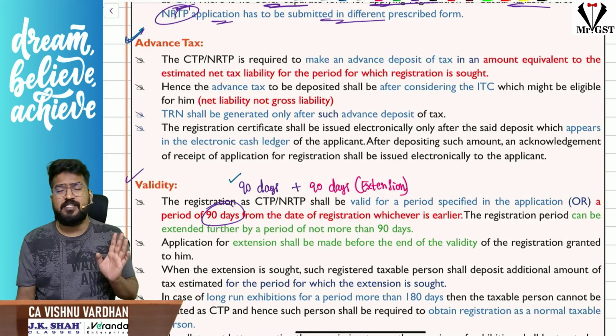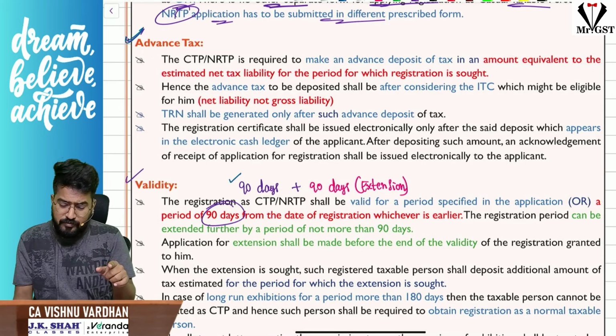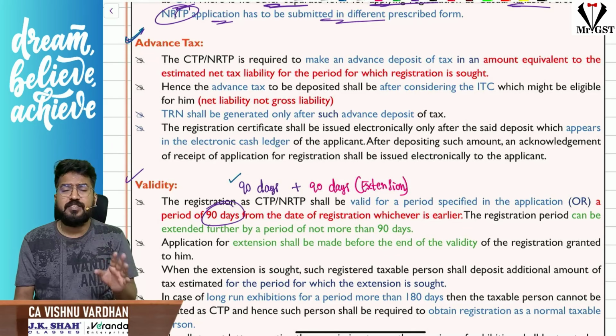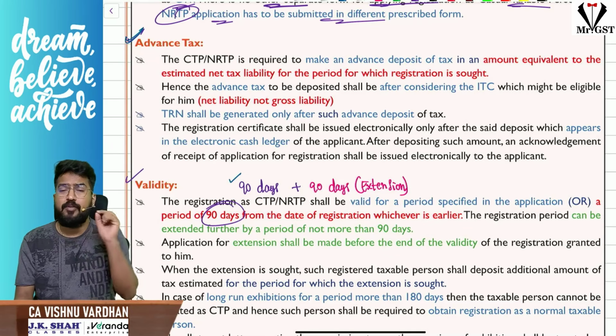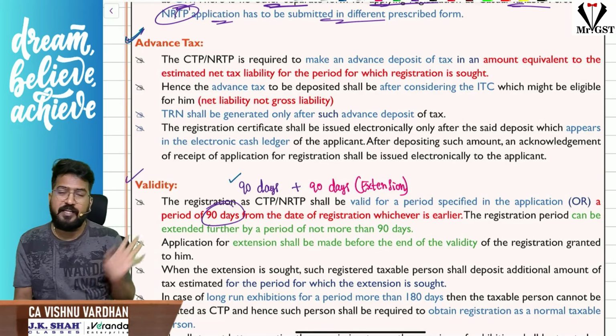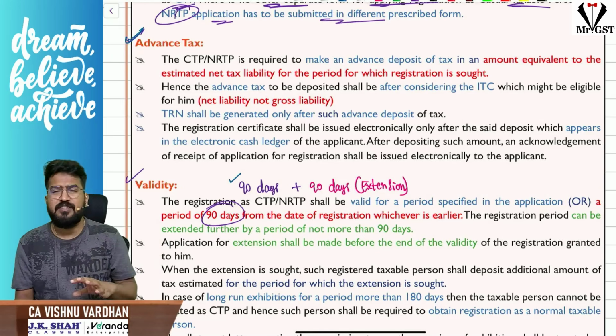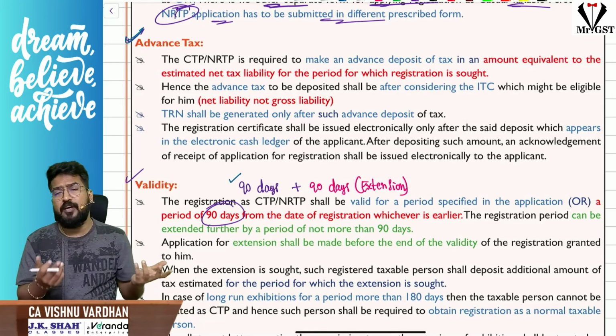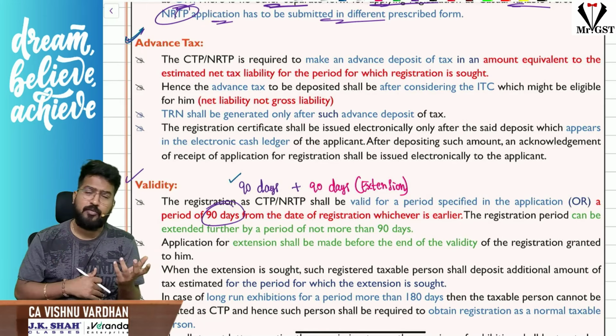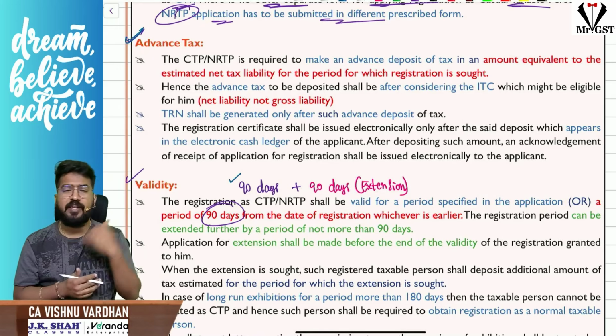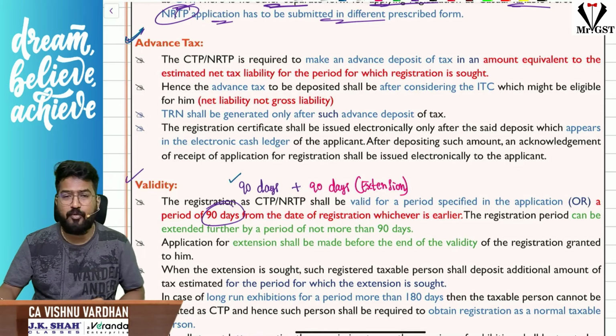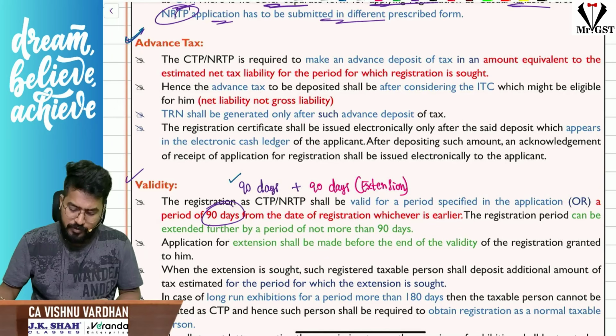Once the registration is granted, whatever they have deposited will reflect in the e-cash ledger. After the registration expires, there can be some shortfall or excess amount. If they have short paid, they can deposit cash again. If there is any excess amount, they can claim it as a refund. That is another point. So that is the concept.